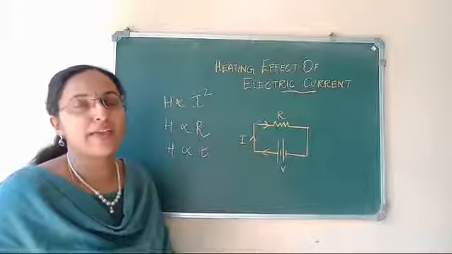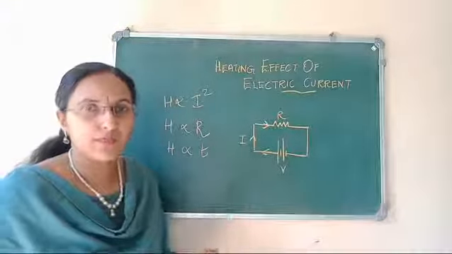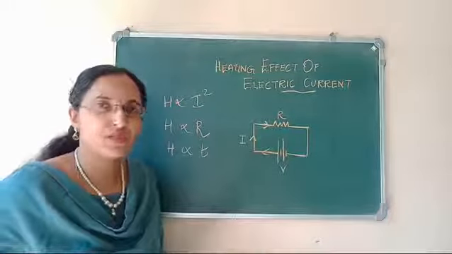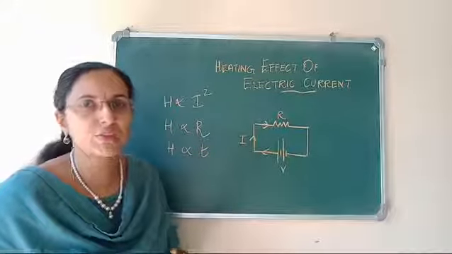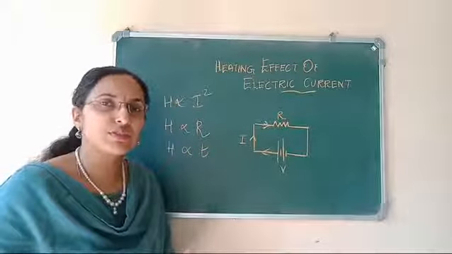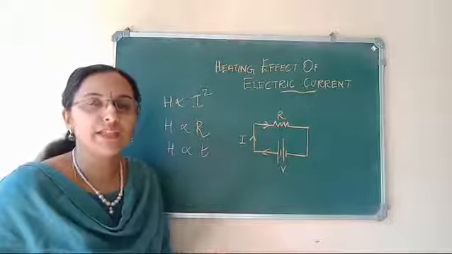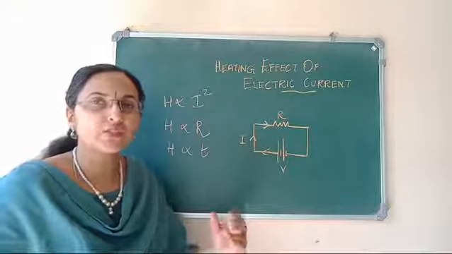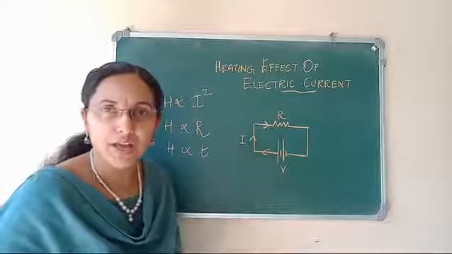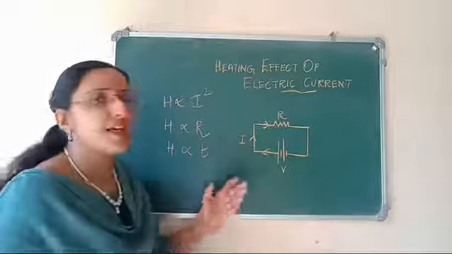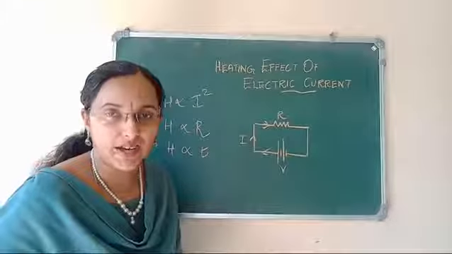As examples, I will mention the iron box, the electric kettle, and the electric bulb. There is a filament made up of tungsten. In all these, electrical energy is converted to heat energy and sometimes to light energy. Or in the case of the fan, after some time of switching on, when we touch the fan, it will be heated up. That is, electrical energy is converted to mechanical energy, and at the same time some heat energy is also produced there. This heat energy depends upon the square of the current, the resistance, and the time for which the current flows.